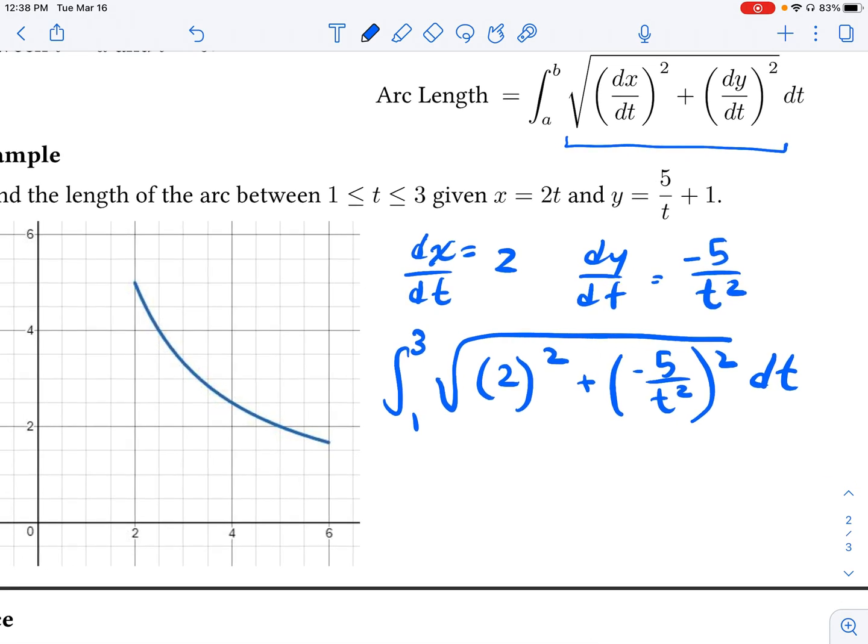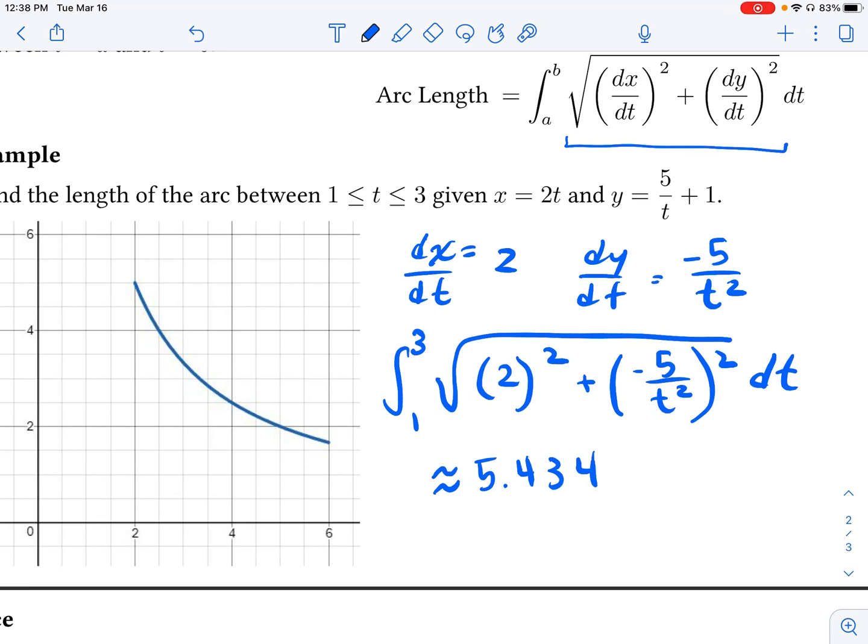Now, for the sake of time, I'm just going to let you punch that into your calculator. In fact, you should get a little bit more comfortable putting this stuff into your calculator. But clearly you see that that is something you could do by hand. Let's go ahead and punch that in, and you should get approximately 5.434. So that's the length of this arc using the arc length formula.